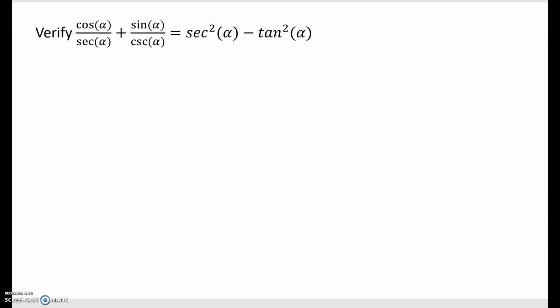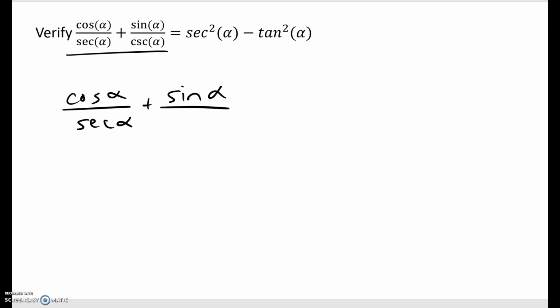Okay, if we take a look at this one. Cosine of alpha over secant of alpha plus sine of alpha over cosecant of alpha is equal to secant squared of alpha minus tangent squared of alpha. Well, I would say that the fractions would be the more complicated side, so we're going to start with that one right there. So if we've got cosine of alpha over secant of alpha plus sine of alpha over cosecant of alpha.